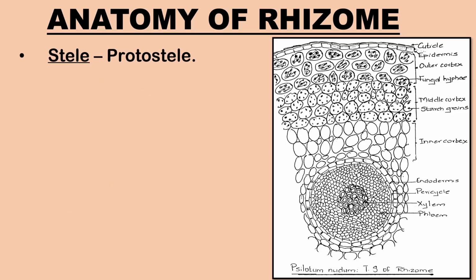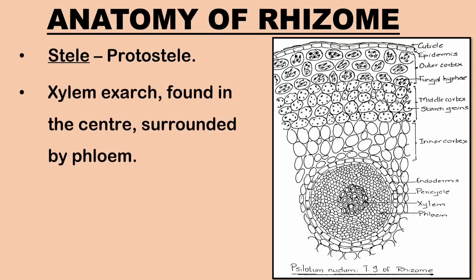Stele is protostele. Xylem is exarch, found in the center and surrounded by phloem. Pith is absent.